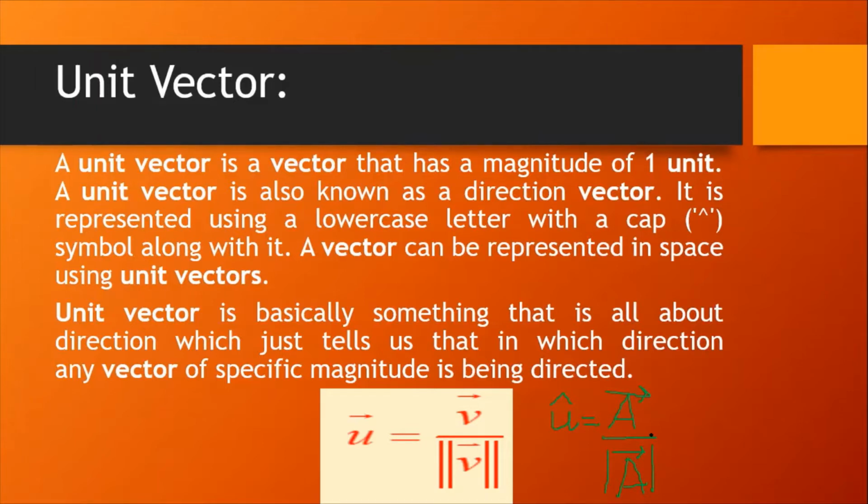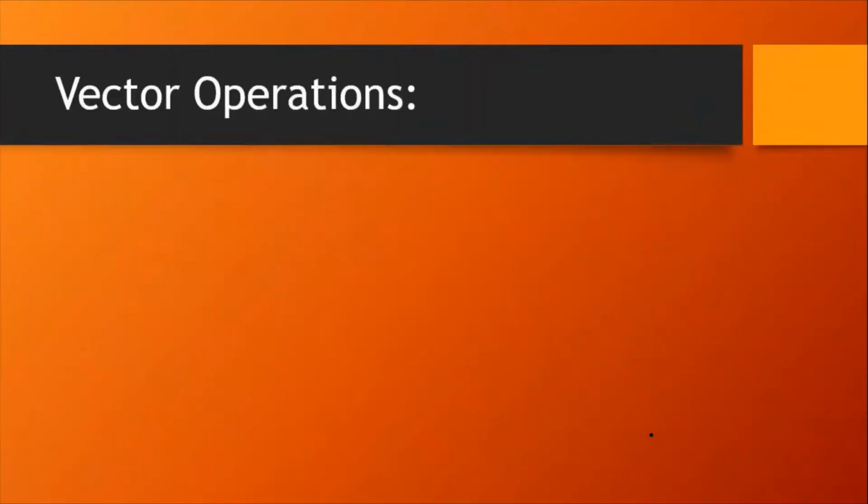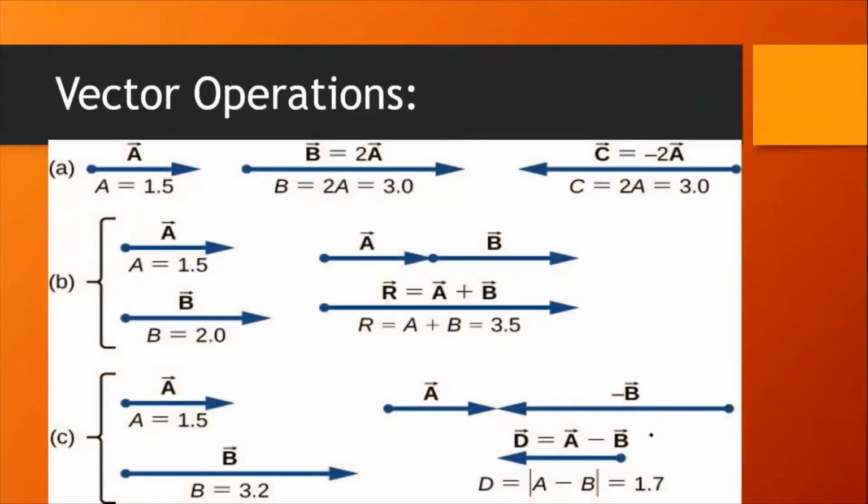So I am moving towards the next slide. And what is that? Vector operations, and how can you do that? It's a very interesting topic, so let's start with it. Vector A is here, a vector force, and its magnitude is given as A equals 1.5. Vector B is here, and it is twice A, double vector A.